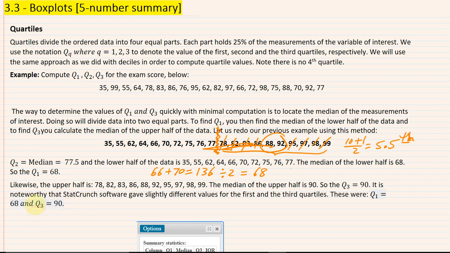Sorry, I'm not sure why my pen isn't working. Anyway, let me erase these.